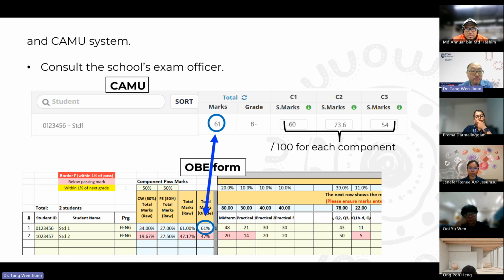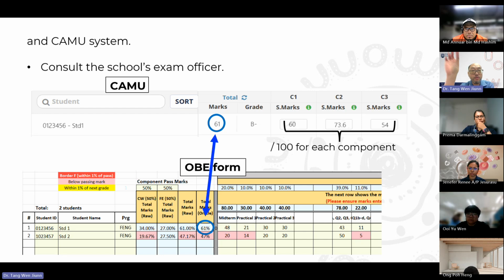We use the OBE form as our reference when we key in the marks into the CAMU system. In terms of the setting up, this one you have to ask your school's exam officer. Typically it'll be something like this. You have the continuous assessment, in this case the example is C1, C2, and C3, and then you have a total over here with the grades. When we key in the marks, make sure each assessment you key in as 100 marks. So you have to convert to 100.